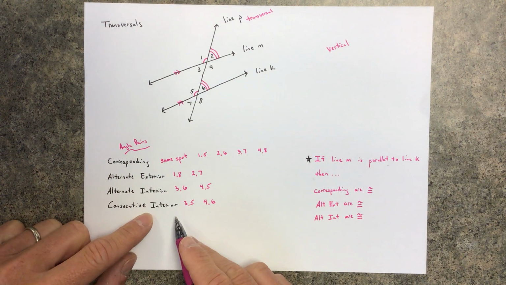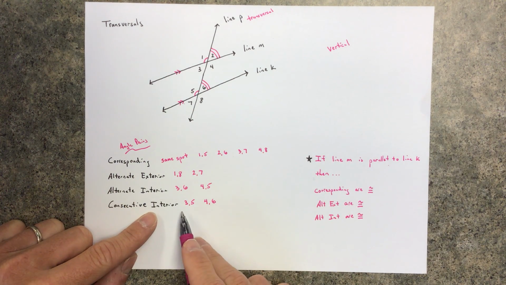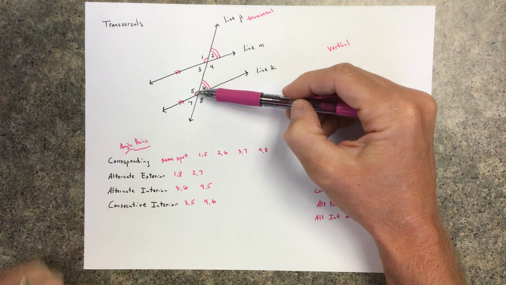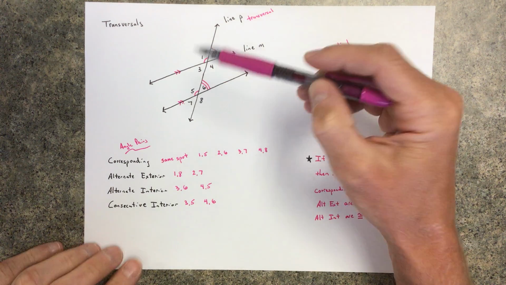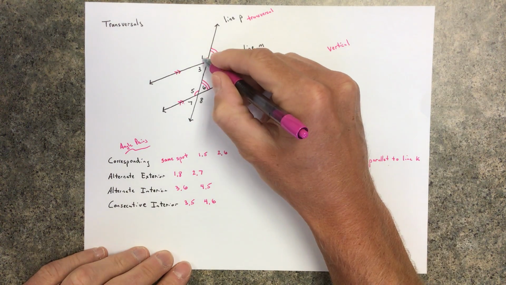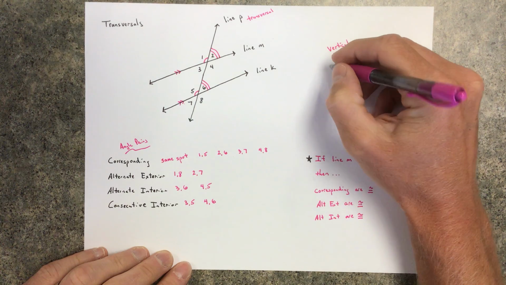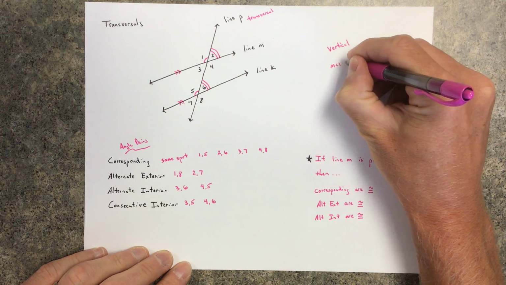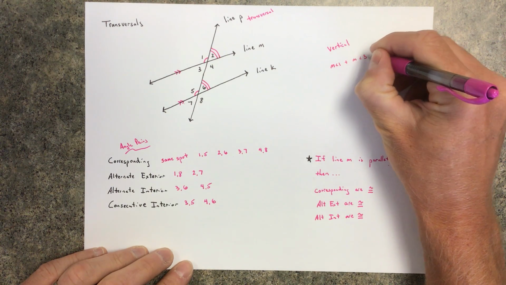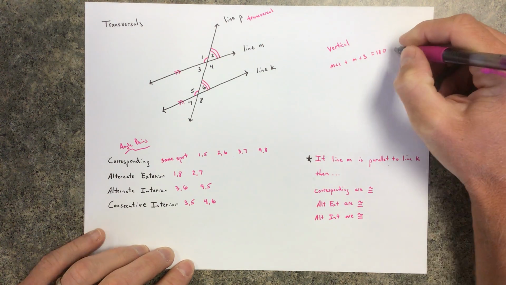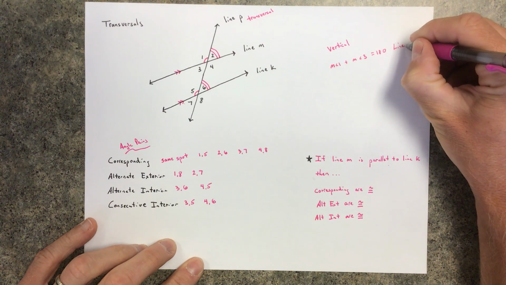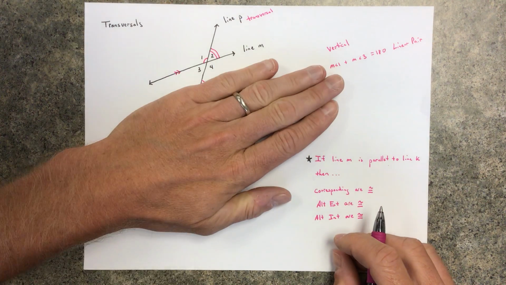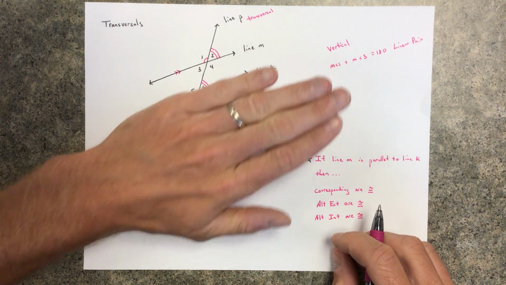Okay, and then lastly, what about consecutive interior? Consecutive interior, 3 and 5. What's the relationship there? Well, 1 and 3 are a linear pair. So the measure of angle 1 plus the measure of angle 3 has to equal 180, and why? That was linear pair. And again, that has nothing to do with the transversal, right? That doesn't have to exist. We know that 1 plus 3 equals 180.